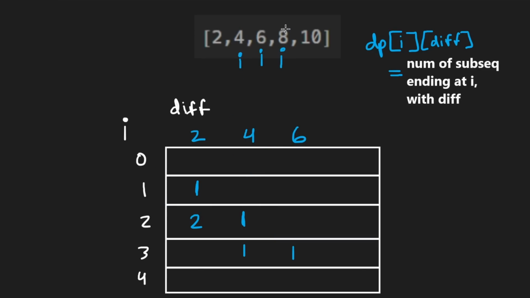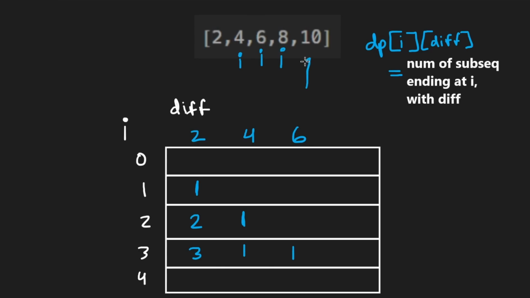Next, though, it gets interesting. 8 and 6. Difference between these is 2. Now we're at index 3. So we're going to say 1 plus the value at index 2, where the difference is 2. And we get a 1 plus 2, that's going to be equal to 3. There are 3 subsequences ending at 8 where the difference between the values is 2. Want me to show them to you? This is one subsequence, this is one subsequence, and this is one subsequence. That's why we add the number of subsequences ending here to that one, because that's literally how we formed them.